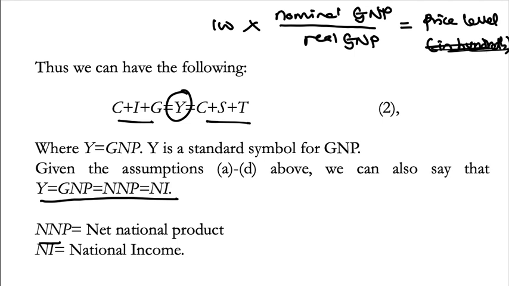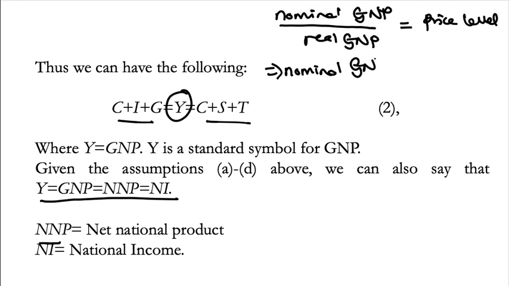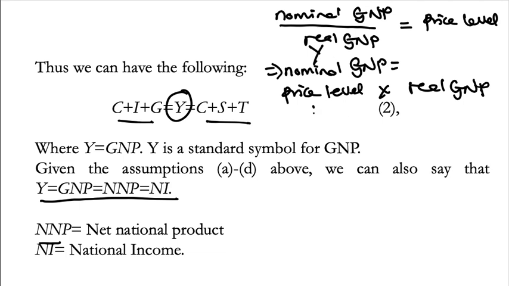But anyway, let me erase this. Okay, let's say it is in the form of hundredth. So if you cross multiply, what you get here is that we have nominal GNP equals to price level multiplied by real GNP. So nominal GNP is capital Y. Price level is P multiplied by small letter y. Remember? Alright?